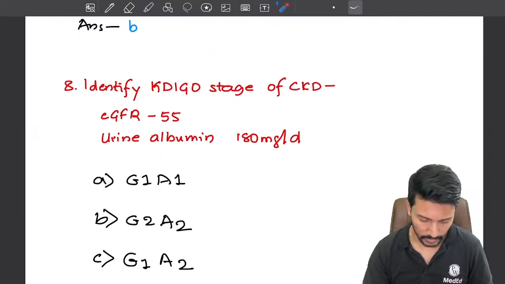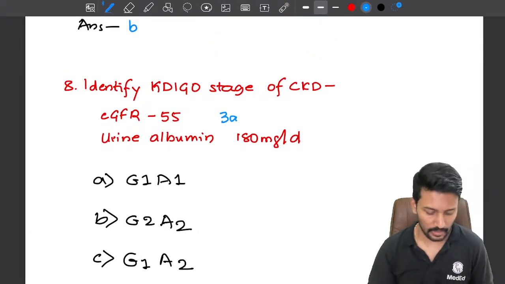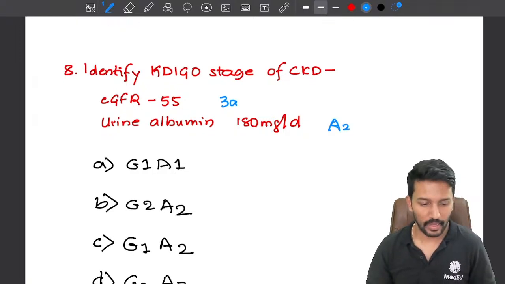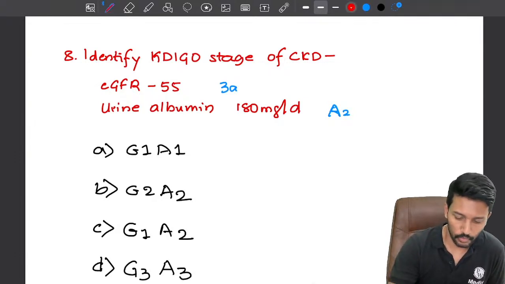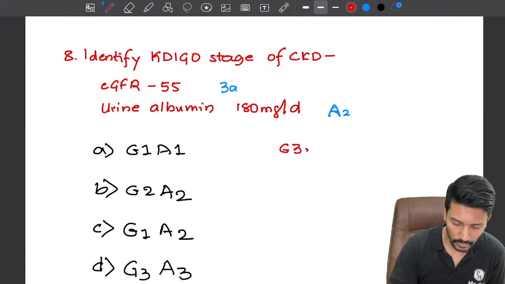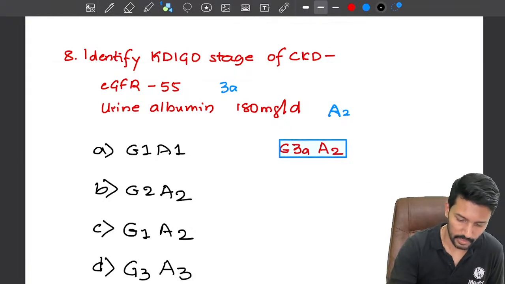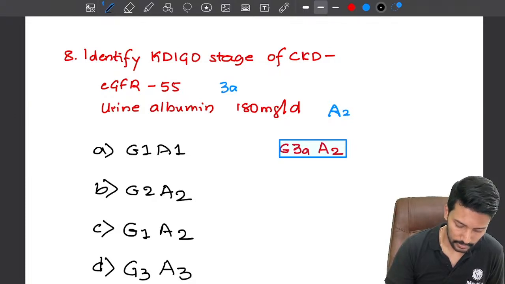Let me also confirm that eGFR is 55, so that fits into 3A, and urine albumin fits into A2, right? So do I have an appropriate correct answer here? No, right? So it should fit into G3A A2, that would be the answer. So ideally speaking, I should have an option E, none of the above, making none of the above the correct answer.